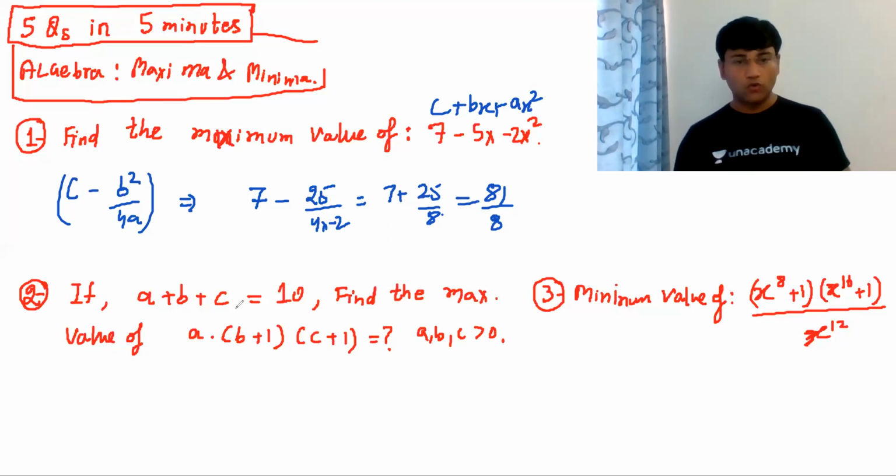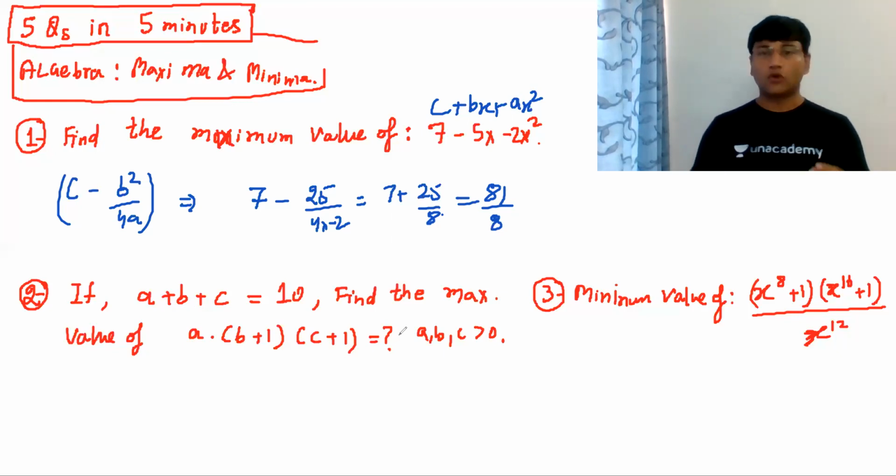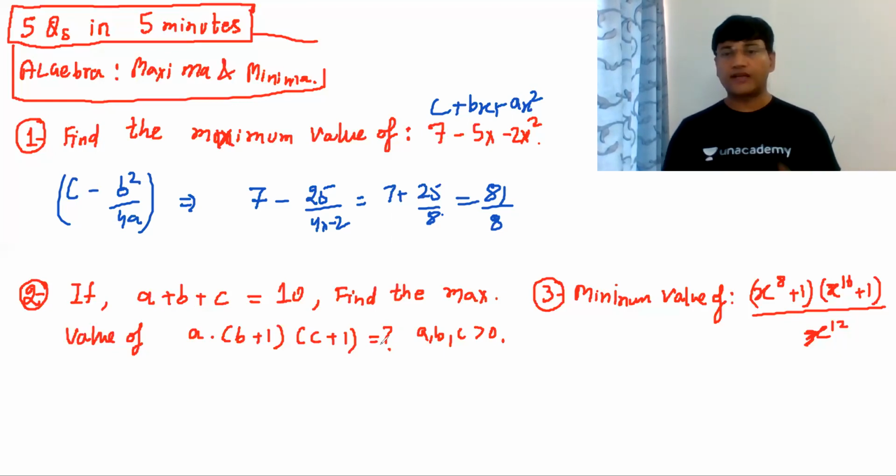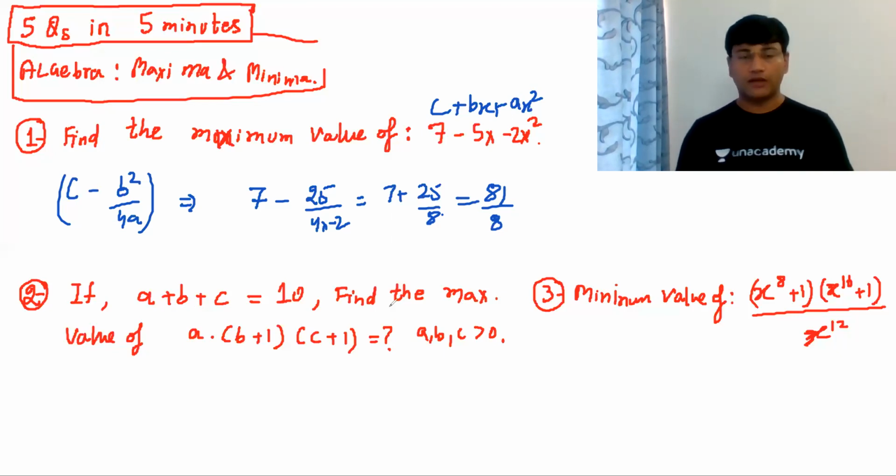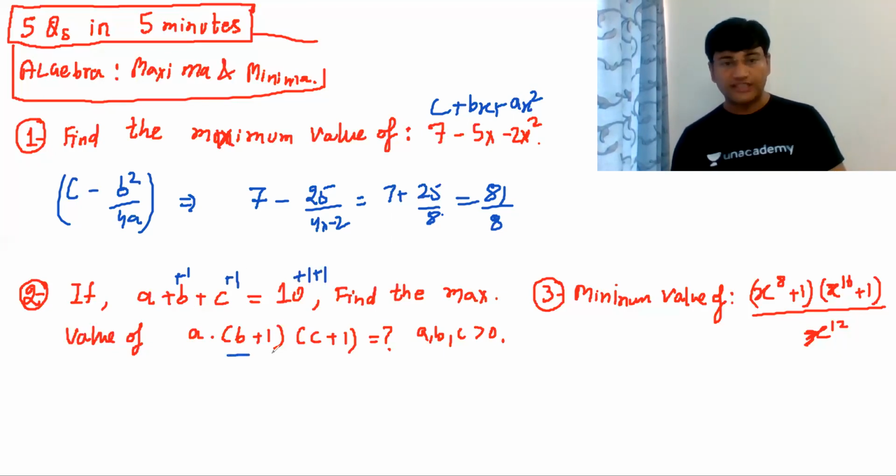Now question number 2. The sum of three number is 10. Find the maximum value of the product like this. So guys, there is a rule that if sum is given, product is maximum when all our values are equal. So as per this rule, let me add 1 on both the sides. 1 in B and 1 in C on both the sides. So why I am doing so? Because it is B plus 1 and C plus 1 in the question as well.